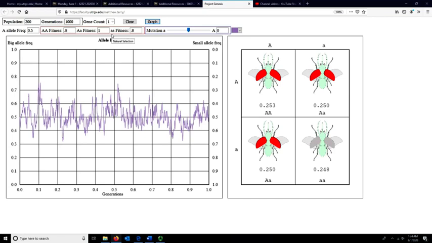Number 1, mutation. Number 2, natural selection. And number 3 is genetic drift. And all of those are the 3 big evolutionary forces that can change a population over time.